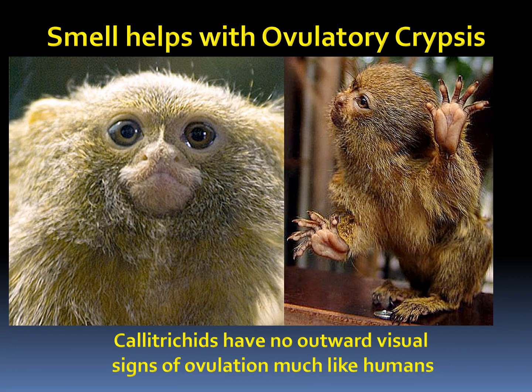So smell helps with ovulatory crypsis. It helps with species in which there are no outward visual signs that a female is ovulating, right? Callitrichids are a species that has ovulatory crypsis, as well as humans, right? Human males cannot tell if a female is ovulating, same thing with callitrichid males. So smell helps with that, and there's actually a very specific reason why ovulatory crypsis exists. It's evolutionarily advantageous. It keeps males around to help raise the kids because the males are not exactly sure if those kids are theirs, right? Particularly in primate species in which multiple males may be mating with a single female.